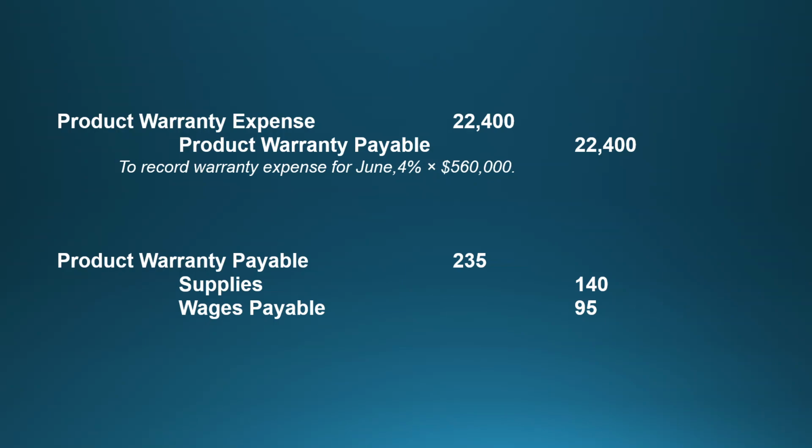Anyway, so this is the journal entry that we would have here for that. And so here we can see the set aside allows us to cover the parts and labor for the product covered underneath the warranty.